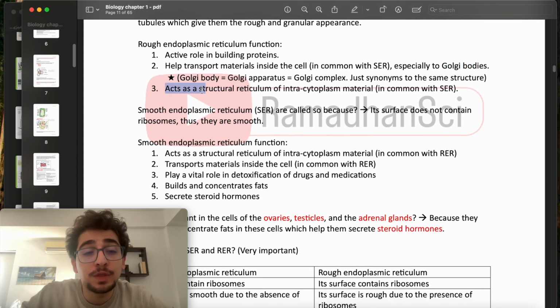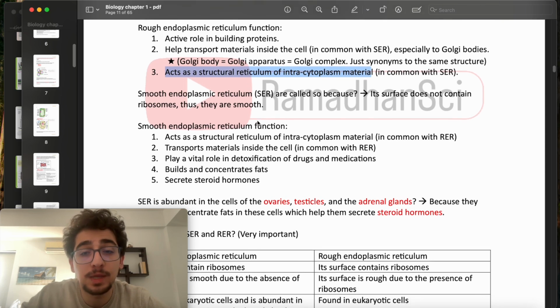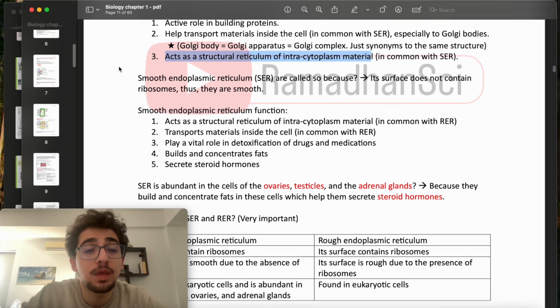The other function is that it acts as a structural reticulum of the intracytoplasmic material. So it's structural reticulum. It's basically structural support, a network for the intracytoplasmic material. The smooth endoplasmic reticulum is called so because, as I said, its surface does not contain ribosomes, so it is smooth.